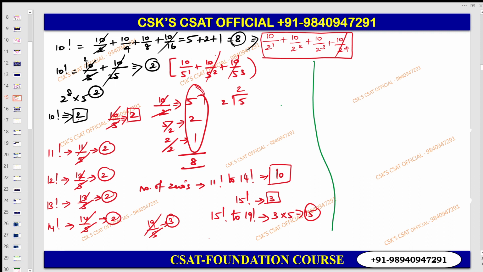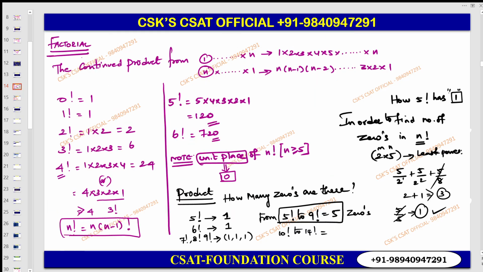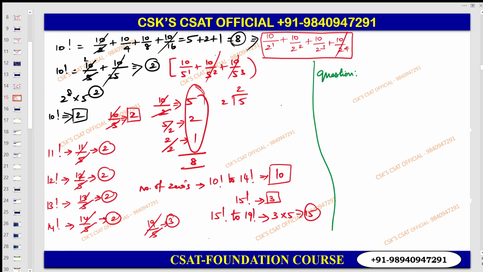You guys try. 10 factorial to 14 factorial, there are 10 zeros. Okay, sorry. I made a mistake here. 10 factorial is there now. Here also 10 factorial only I put. Okay, fine, good. So here 10. How we are getting 10, you guys able to understand now? 10 factorial to 14 factorial. Yes, correct. So I missed 10 here.